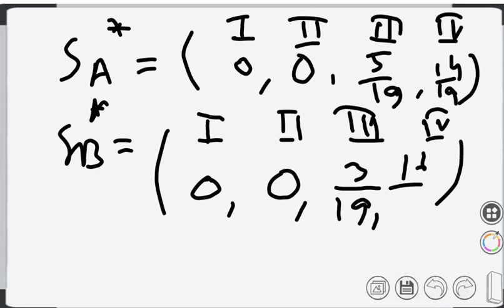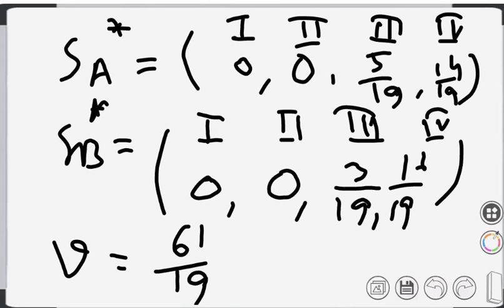And the value of the game is 61 by 19, which is 3.2. So that is the ultimate, the final solution of this particular problem. You have to write the optimal strategy for A, the strategy for B, and the value of the game. That's how you write.